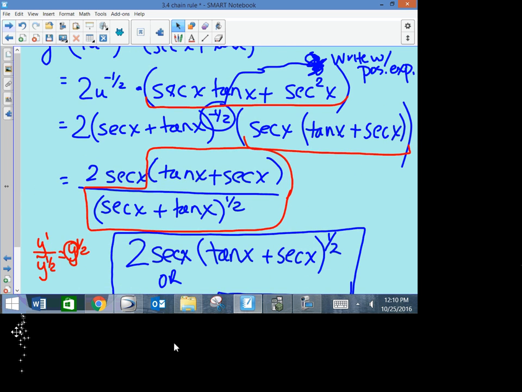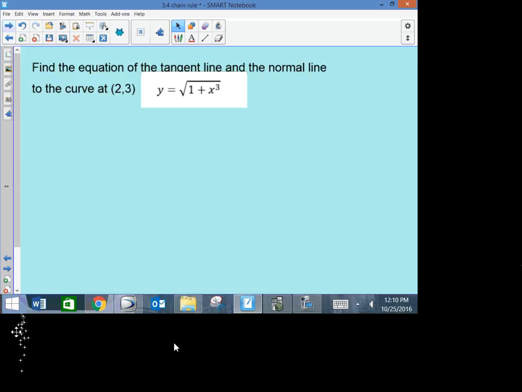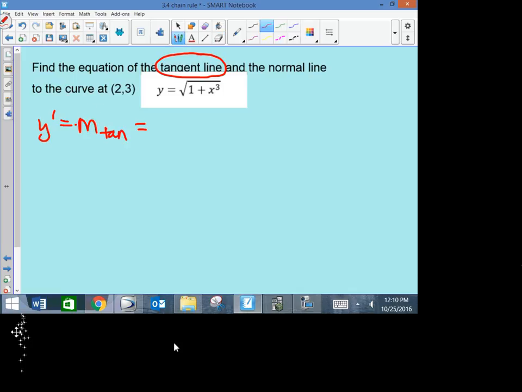Okay, I got a couple more. I got one page and then I've got some that I haven't done. All right. Find an equation of the tangent line and the normal line to the curve at 2, 3. So what are we looking for if we're talking about this tangent line? The derivative, because the derivative is what in regards to the tangent line? Slope of the tangent line. All righty. Very good. Okay, so let's find y prime.